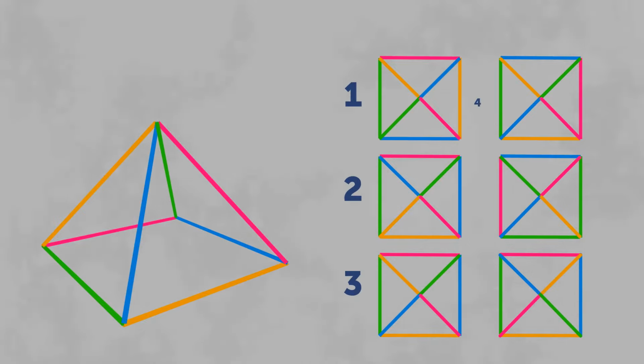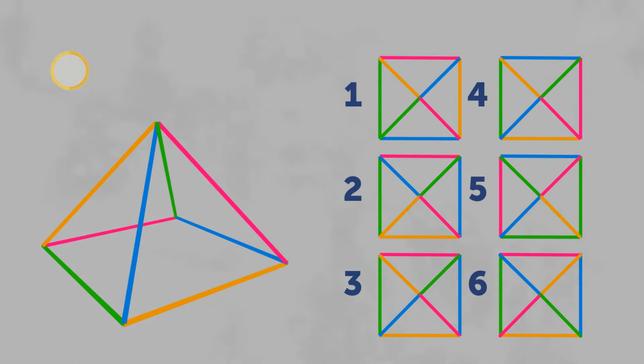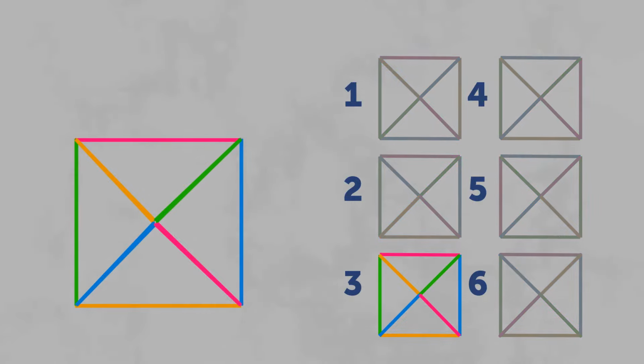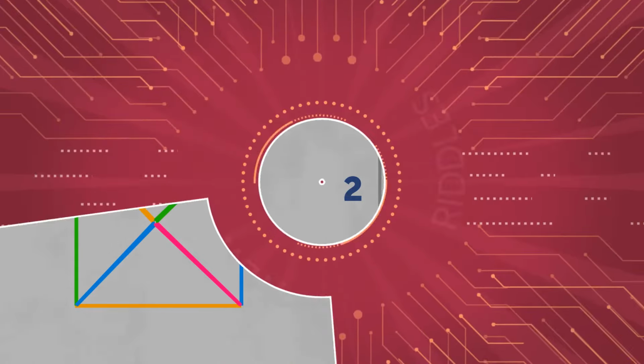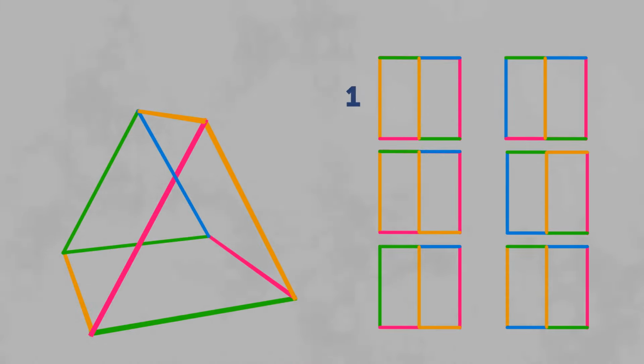Let's test your spatial reasoning. Look at this pyramid. Can you figure out how it looks from above? The third option is correct. What about this figure?